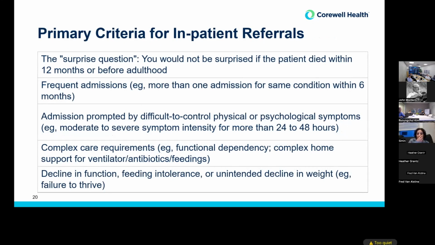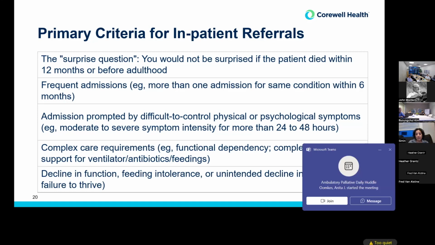So the recommendations are to involve palliative care when a patient becomes a stage C or a class 3 to 4. Oftentimes this happens when patients are admitted. Some of the primary criteria that we are using at Corewell Health for inpatient referrals, there's not a lot of data around what the criteria should be. Again, more studies are needed for that.